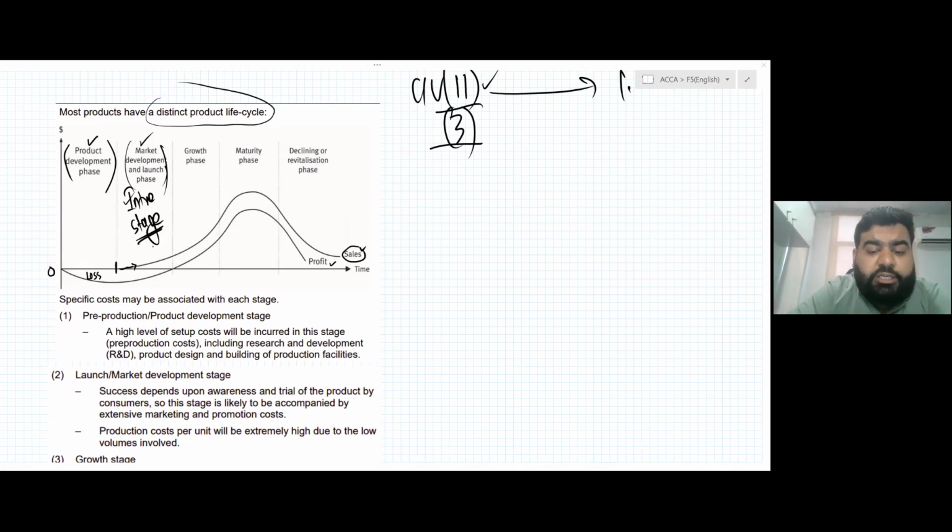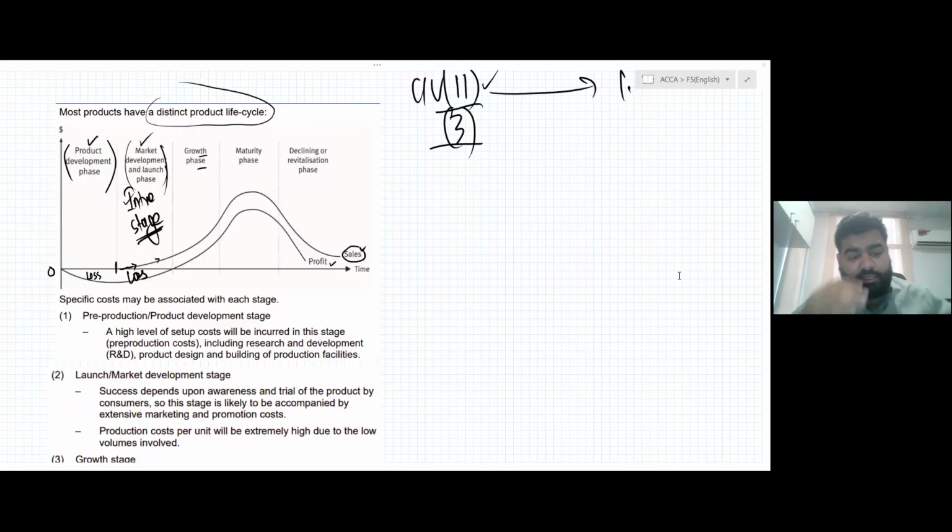In the introduction phase, I'm saying that sales are increasing, but still you are making a loss. You're not making the profit. But after that, when your product is being recognized by the customers, they are okay with your product and giving good feedback. Now the next phase is the growth phase.